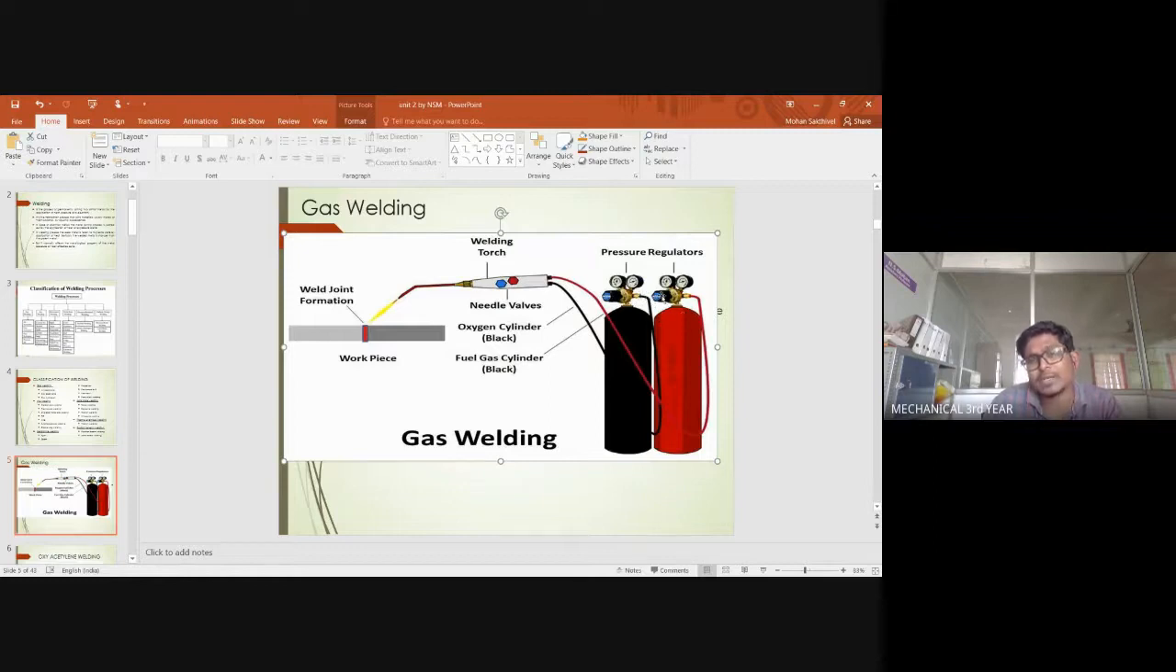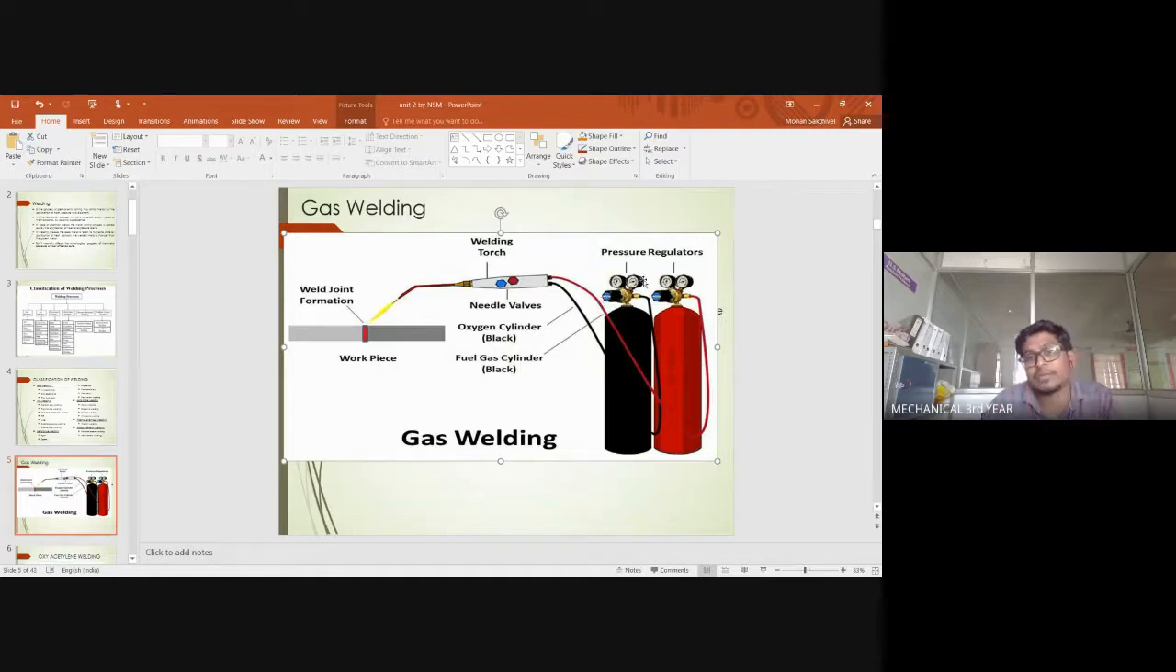Regulators control the pressure of the working gas. So gas should be controlled. We will also be seeing the flame characteristics in the gas welding process. For that purpose, we control the pressure with the help of the pressure regulating valve. This is called the pressure regulating valve. The pressure has to be maintained as per the requirement.